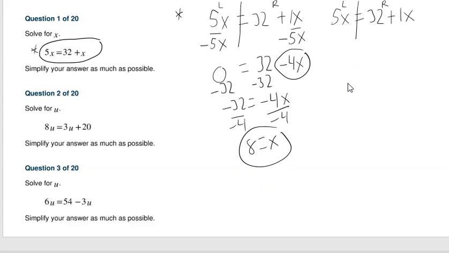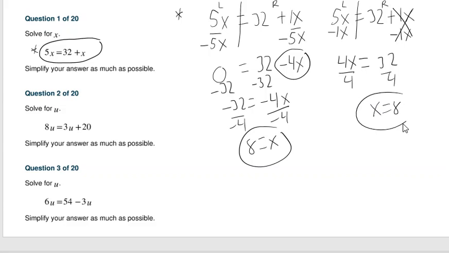Now, I could have made another choice in the beginning, and that is I could have subtracted 1x from the right side of the equation. That's going to eliminate the 1x here and leave me with just 32. And if I subtract 1x from the right side, I also have to subtract 1x from the left side. That leaves me with 4 times x equals 32. And when you divide by 4, you get x equals 8.